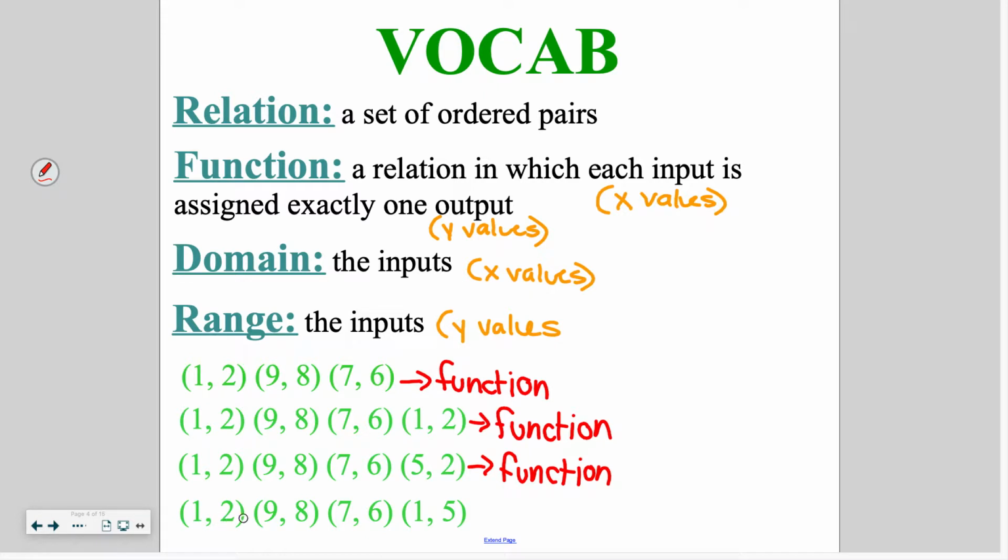This last one, again, first 3 points are the same, but now this last point says 1, 5. We already had a 1, and it got paired with 2. So 1 is not allowed to be paired with 5. So this is an example of something that is not a function because we had a member of the domain that was paired with 2 different y values, 2 outputs as opposed to just 1.